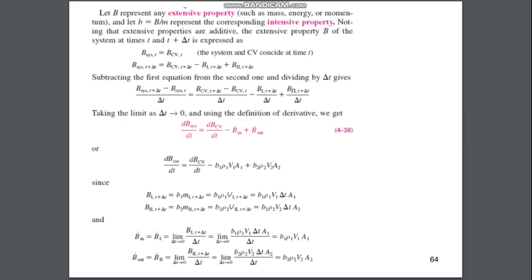V must be taken as an absolute velocity viewed from a fixed reference frame applied to a non-fixed control volume. During steady flow, the amount of the property B within the control volume remains constant in time, and thus the time derivative becomes zero. Then the Reynolds transport theorem reduces to the steady flow form. This is 4.46: dB system over dt equals the integral over CS of PBV dot n dA.